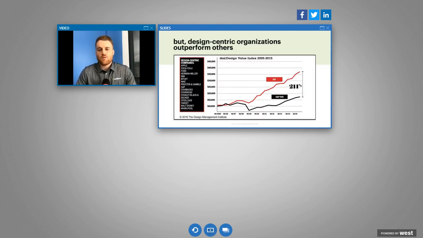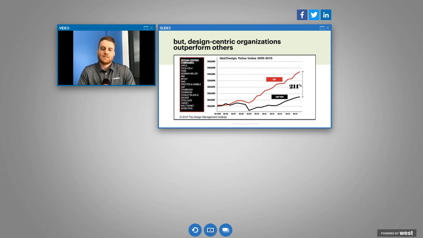But if you look at some of those companies on that list of the S&P 500 who are design-centric organizations, companies like Apple, Coca-Cola, Nike, Target, Walt Disney, you see that they actually outperform the rest of the S&P 500.